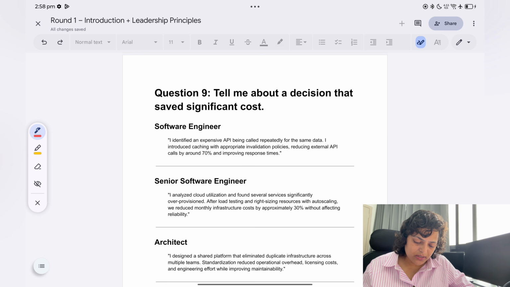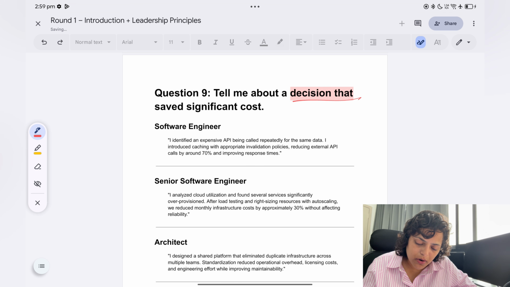Now the ninth question. We'll be talking about 11 questions, so this is the ninth one. It is already 22 minutes. Earlier I thought that I would create only one video for all the rounds, but that would be impossible, because if each round is about 22 minutes, it would be a 3 or 4 hour video, right? So that is not possible. That's why I have decided to break it into small chunks. So now the next question is, tell me about a decision that saved significant cost.